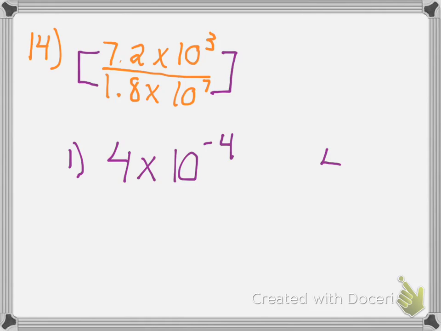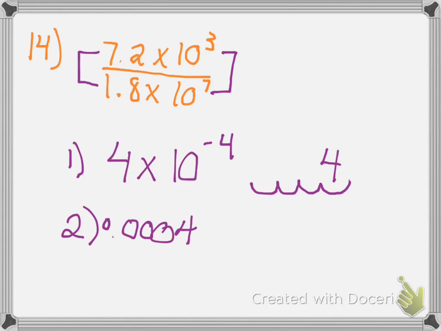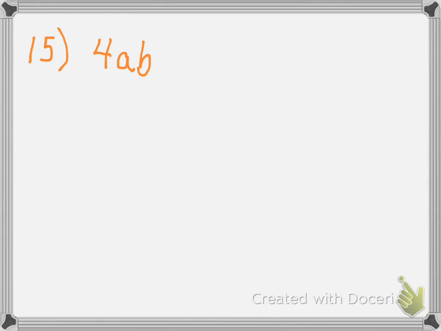Your second answer, you have to take your 4, find your decimal, and move it 4 spaces to the left. So your other answer is 0.0004. And again, if you want to put your 0 in front as well, that's fine. Alright, number 15 is asking what is the degree of the polynomial. This right here is a monomial, so you look at the exponents of your variables, 1 and 1, and that gives you a total of 2.